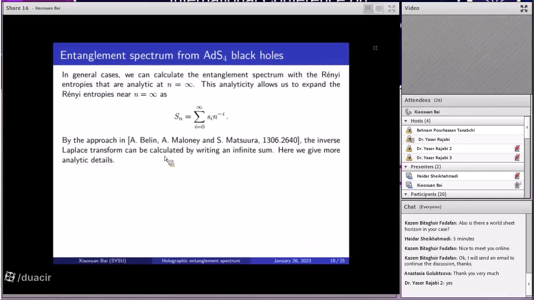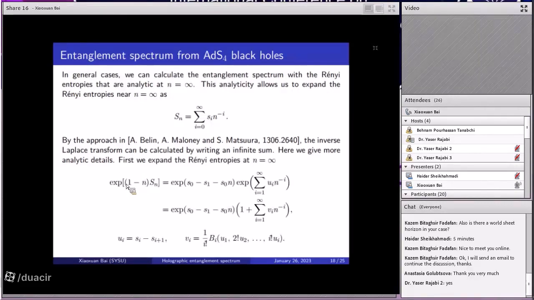By a previous approach, the inverse transform can be calculated by writing an infinite sum. Here we give more analytic details. First, we still expand the Rényi entropy at infinity. So the exponential of Rényi entropy can be divided into two parts. In the first part, we just keep the constant and linear term in the exponential. Then we expand the rest part into a new series.